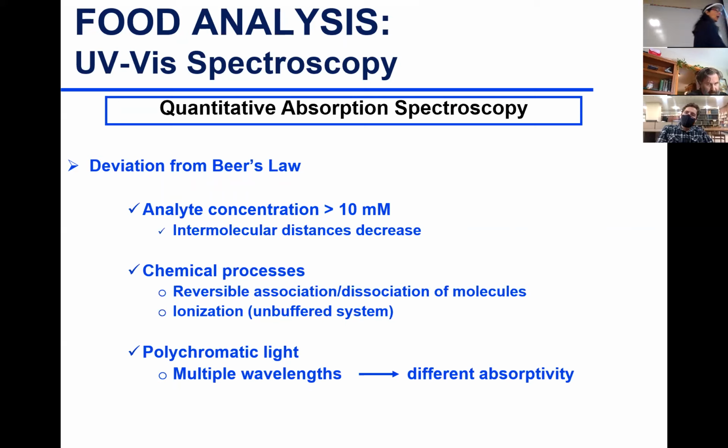Polychromatic light. If we have polychromatic light, we have different absorptivity. We cannot measure using Beer's law. So we have to have monochromatic light in order to obey Beer's law. So if I ask you what are the three factors we need to consider to obey Beer's law, or what are the three factors that deviate us from Beer's law, here they are.